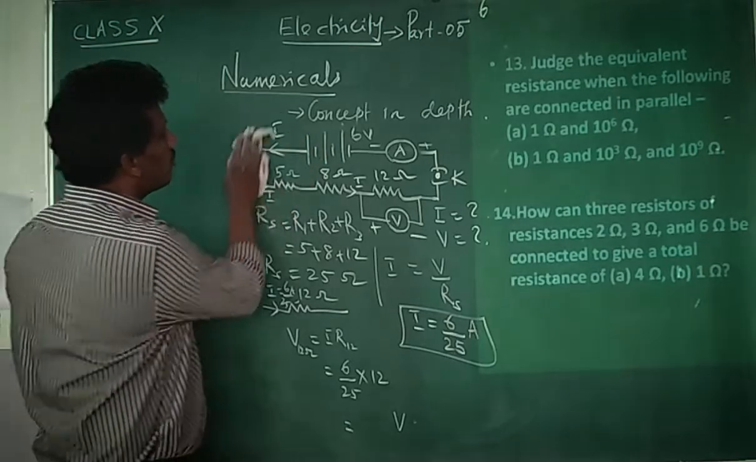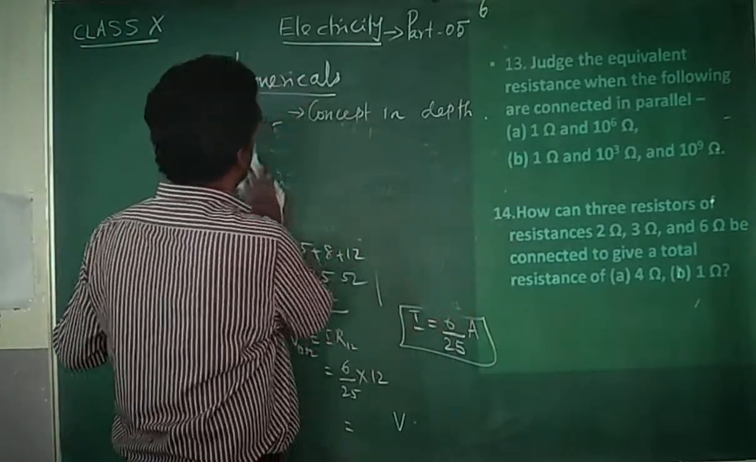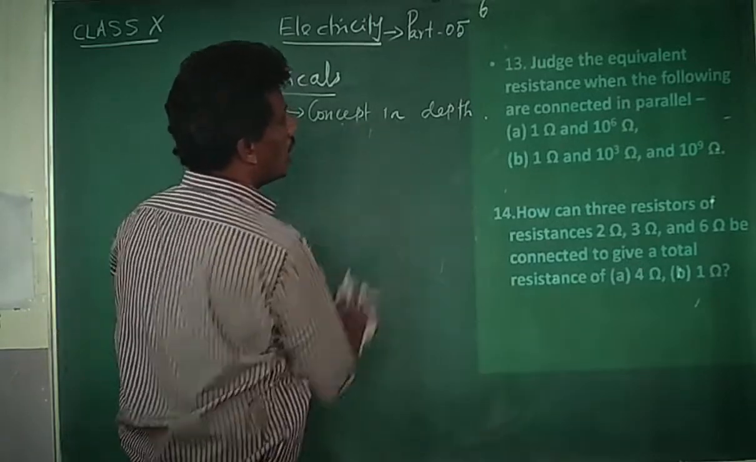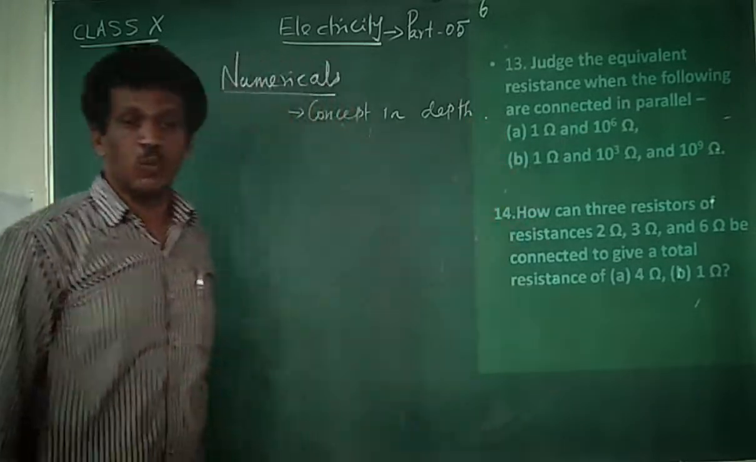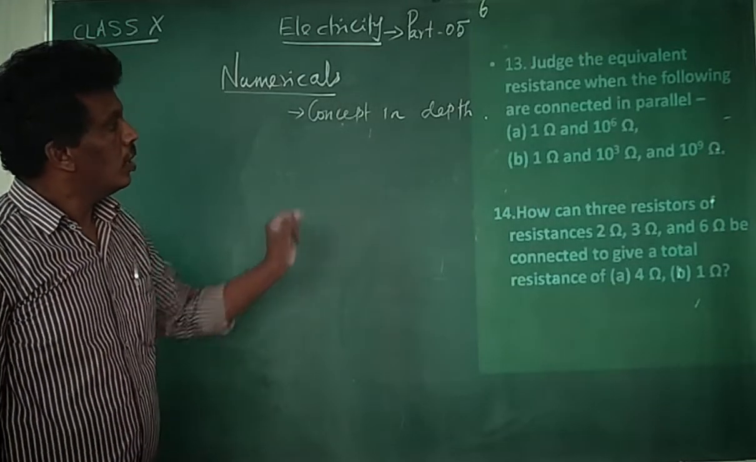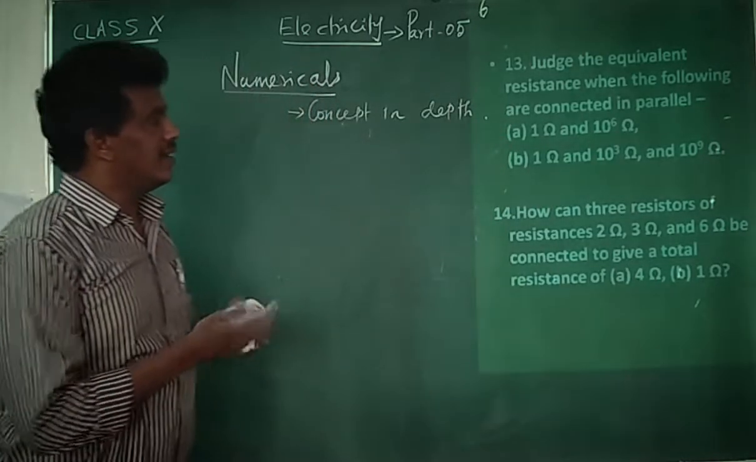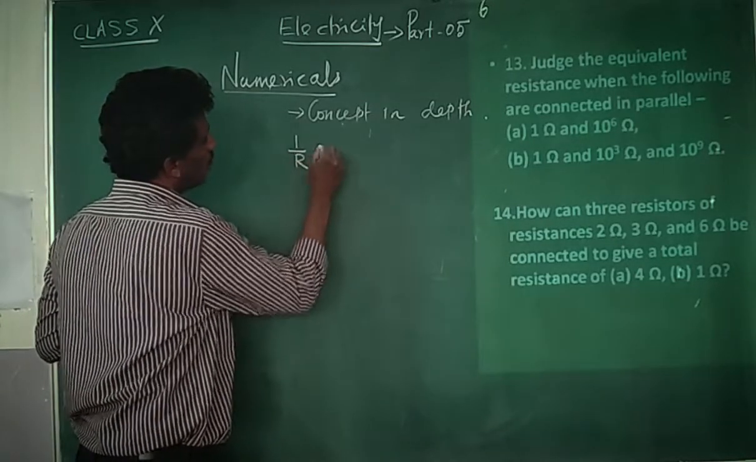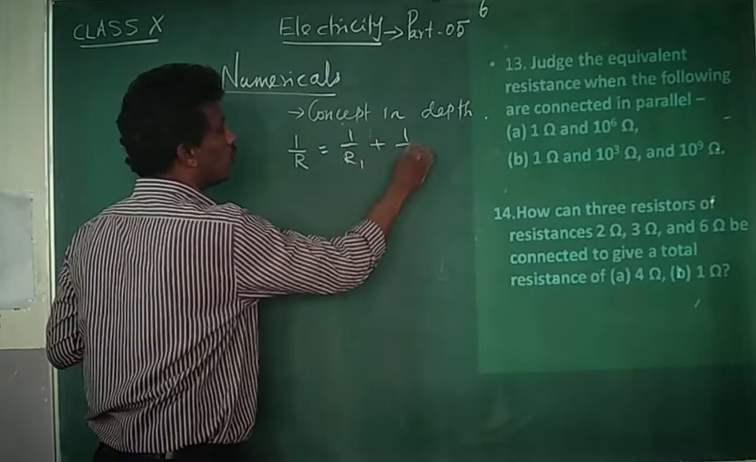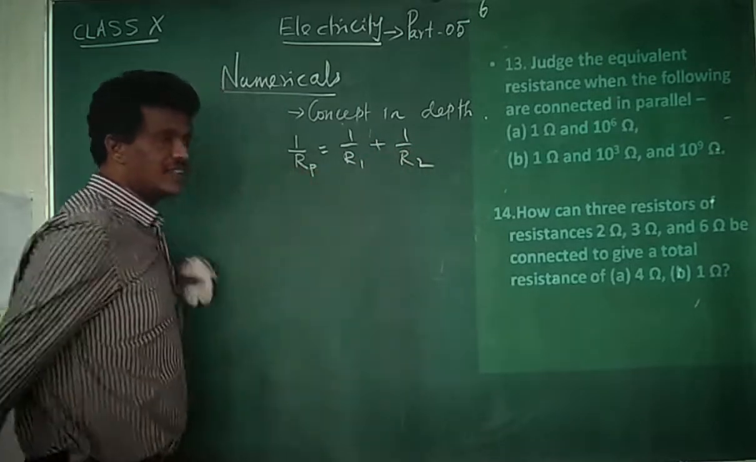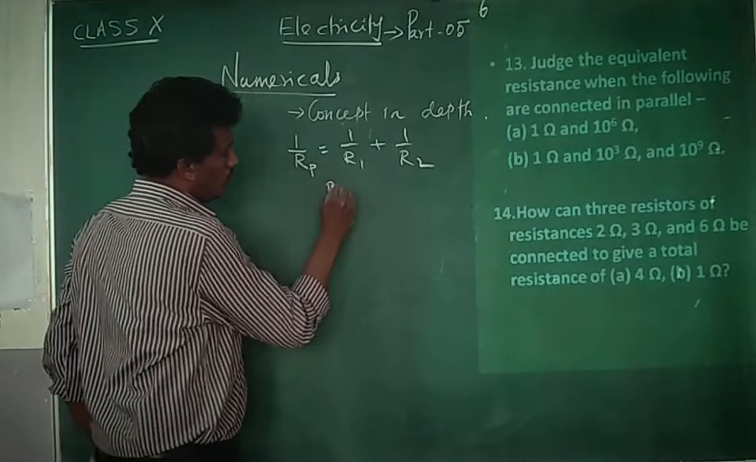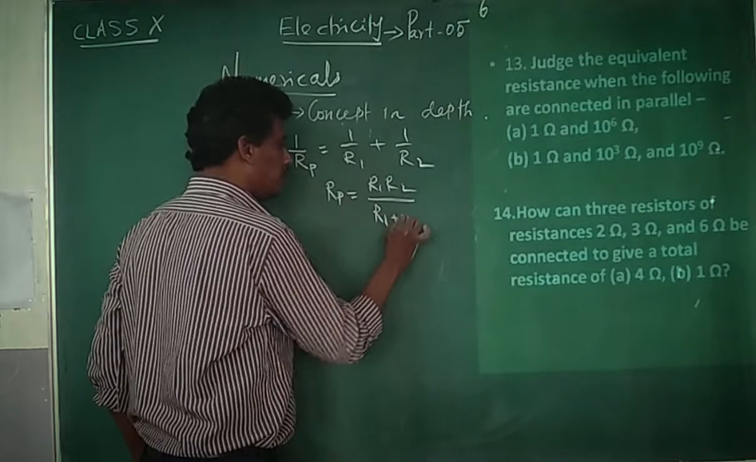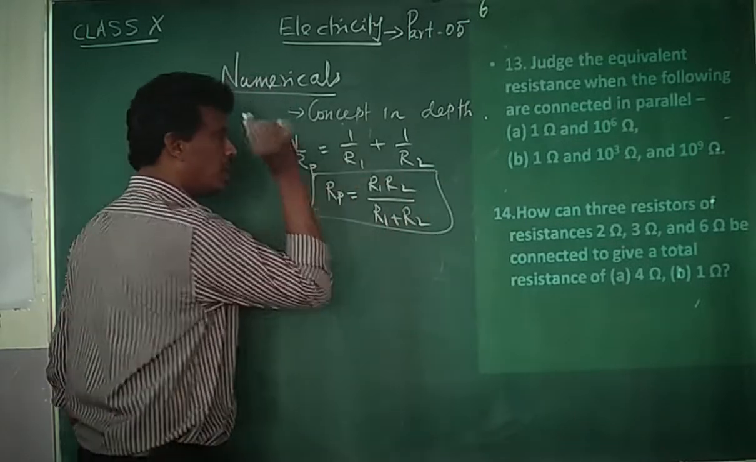Okay? Look at question number 13. There are 2 parts. What is given here? First one, 1 ohm and 10 power 6 ohm, connected in parallel. What is the basic formula for parallel combination? 1 by R equal to 1 by R1 plus 1 by R2 in parallel. Otherwise, R equal to R1 R2 divided by R1 plus R2.